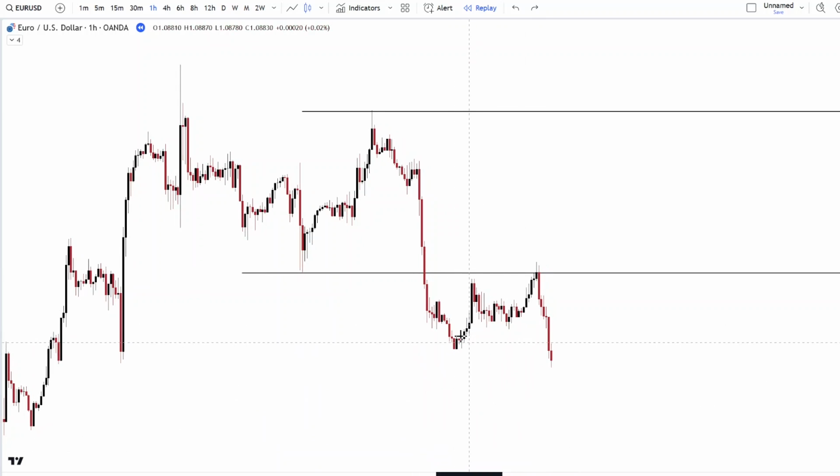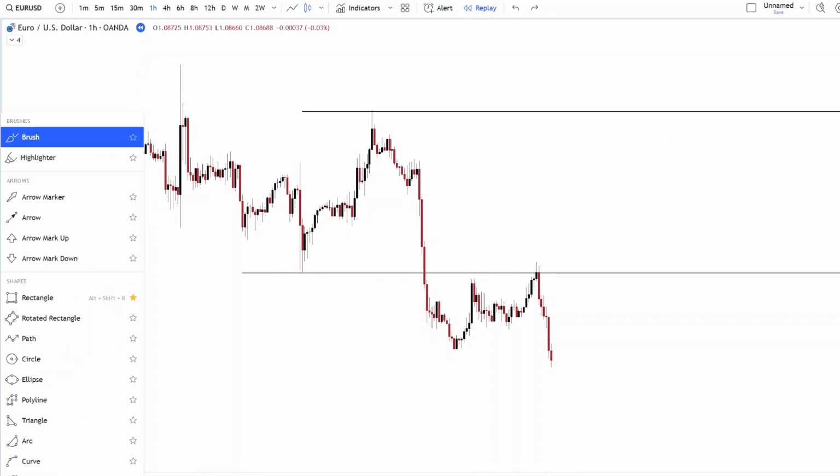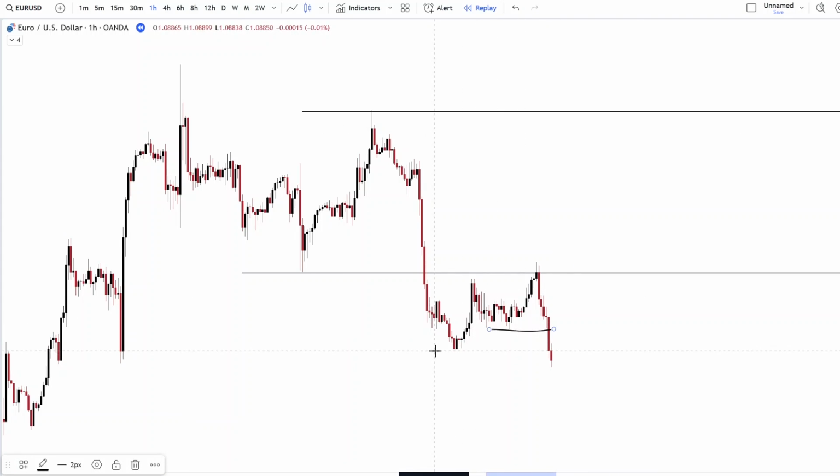Now you have a breakup structure. Price broke this low and broke this low. So what are we waiting for?